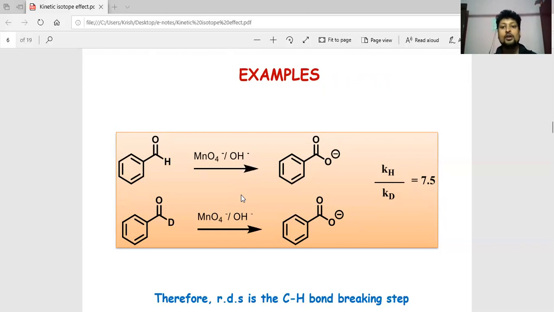So what we did, we calculated the Kh by Kd ratio and found the value to be 7.5. In the previous slide, I said if the value is above 7 or approximately near 7, that means it has exhibited primary kinetic isotope effect. That means the CH bond has been broken in the rate determining step only.